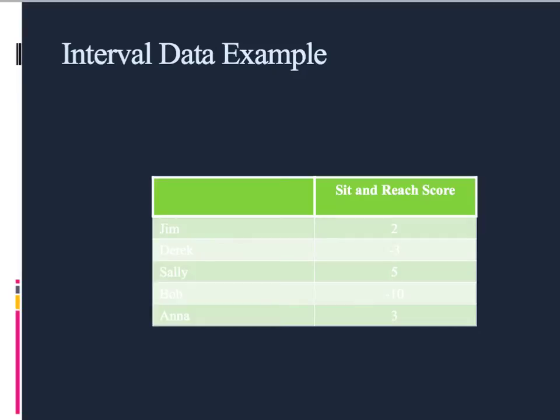In this particular example, I've looked at sit and reach, and if you cast your mind back to the last time you did a sit and reach test, we can have positive numbers, we can also have negative numbers if we can't touch our toes. So we have negative numbers, which means it's interval, and the other reason it's interval is that each number represents the same distance. The distance between 1 and 2 is the same distance between 4 and 5, because it's measured in centimetres.